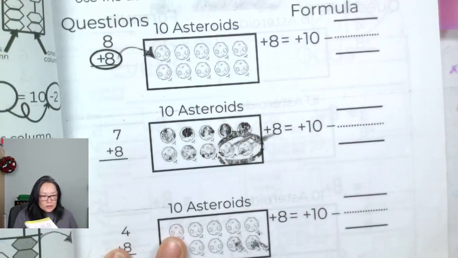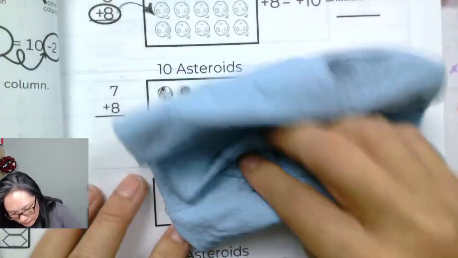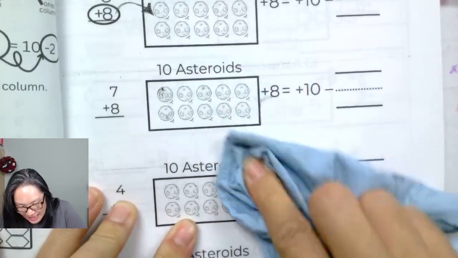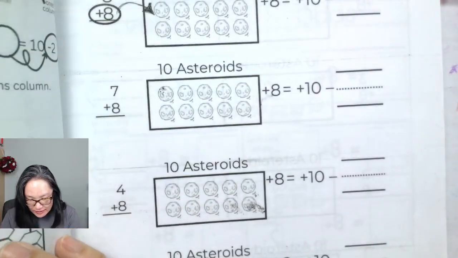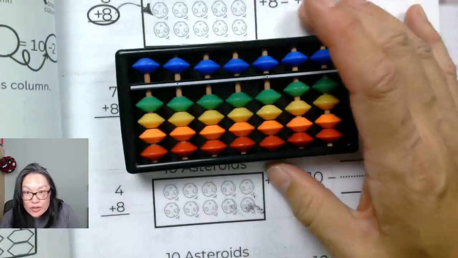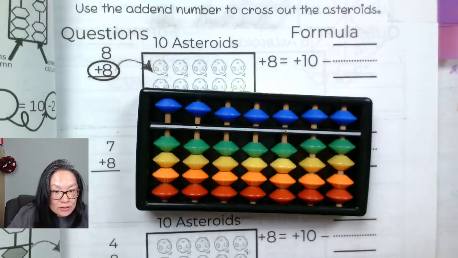All right. Here's my question. I did asteroid belts because I was thinking it would help the kids understand. So when we do it, let's do 8 plus 8.